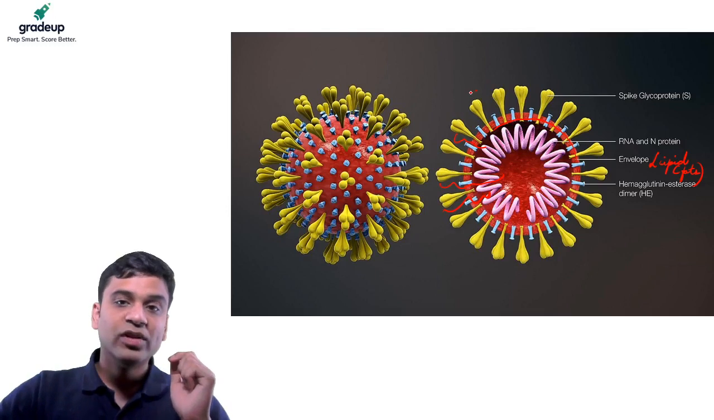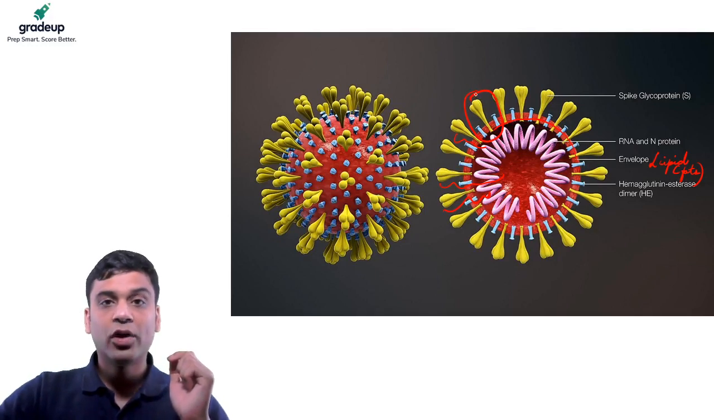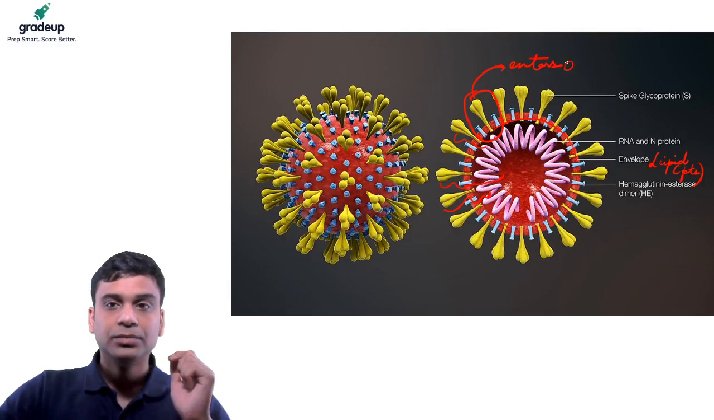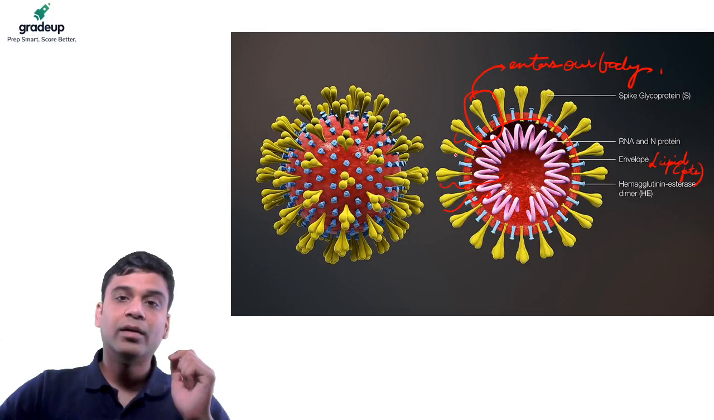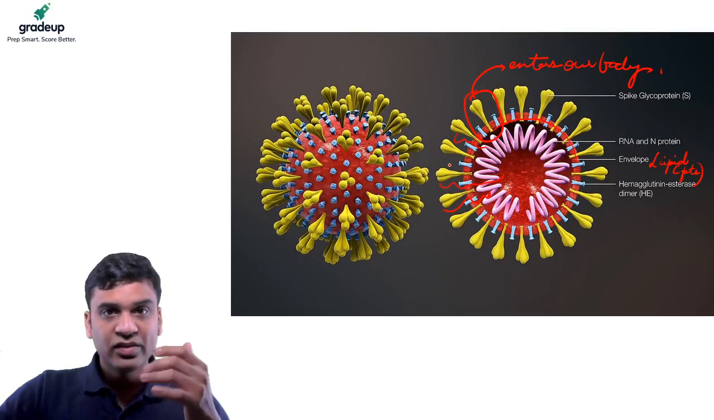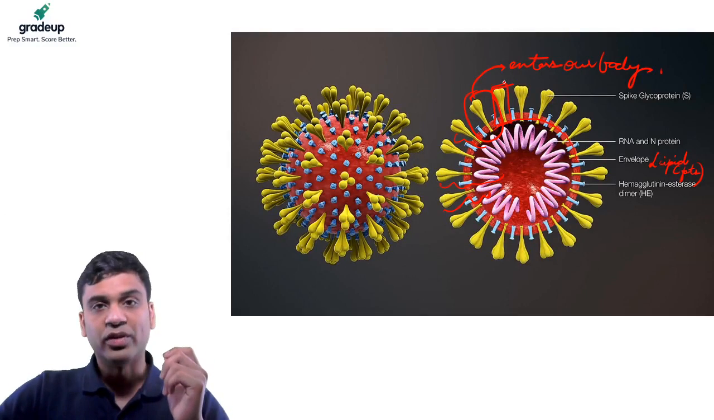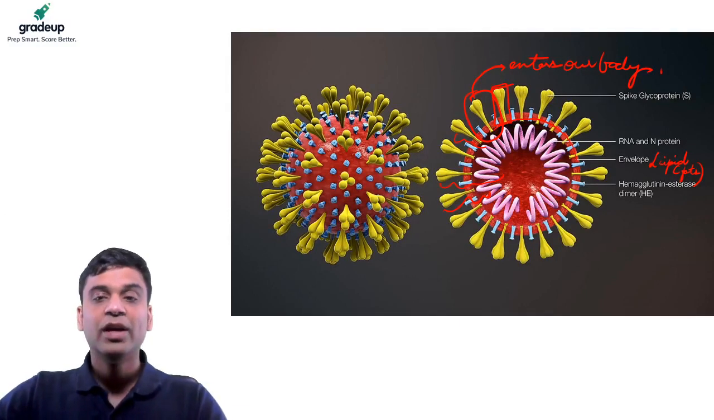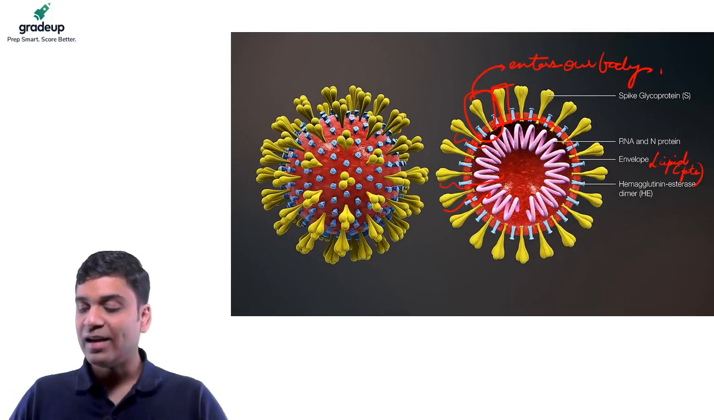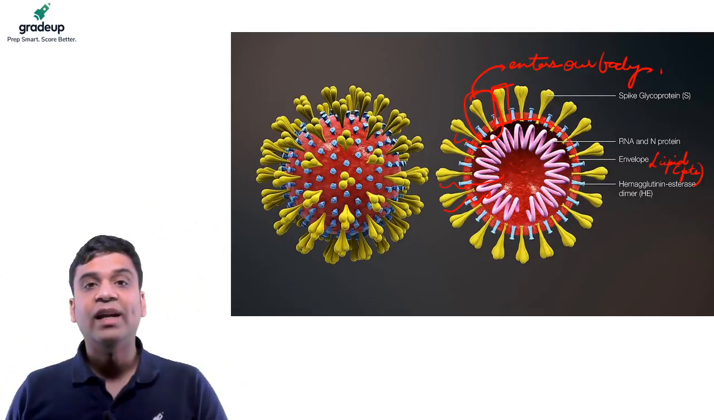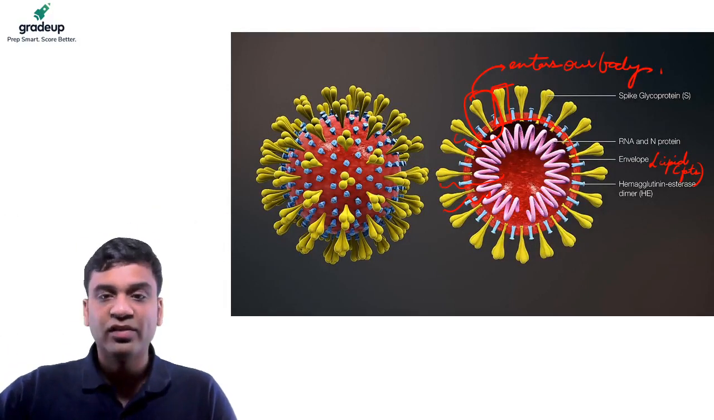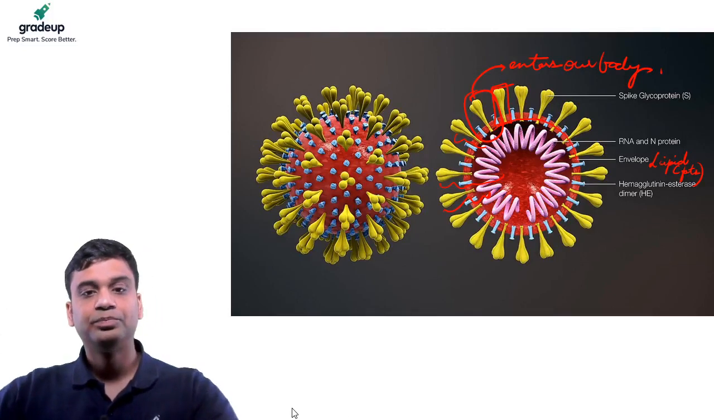Okay, and through these spike glycoproteins, the coronavirus actually enters our body. And since this gets destroyed by the alcohol, the virus cannot enter our body through this. Okay, this is the action of the soaps and the sanitizers on the COVID-19 virus. Okay, I hope this is clear to you. This is very important.